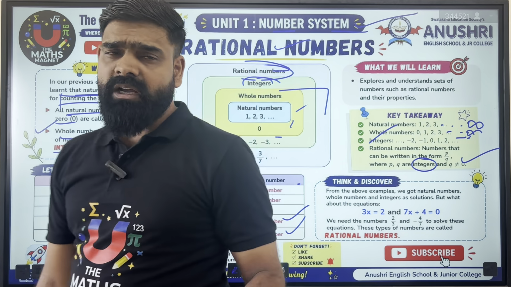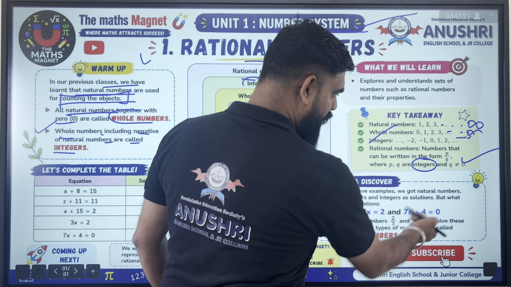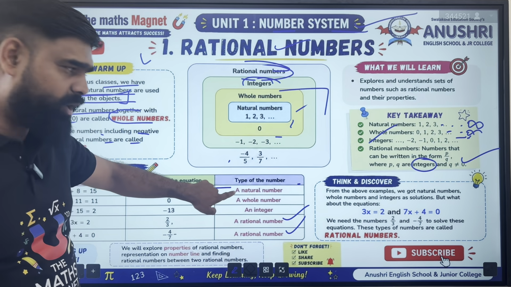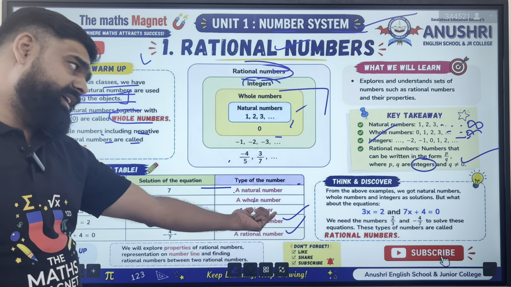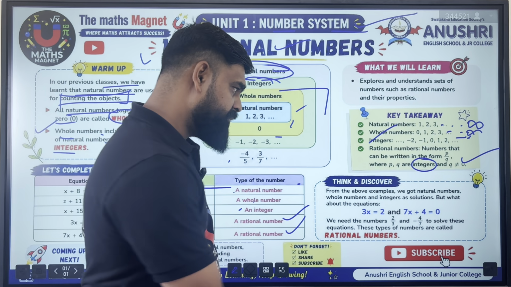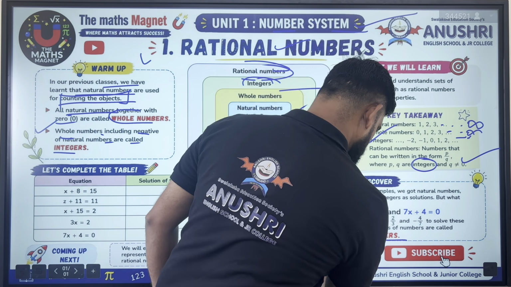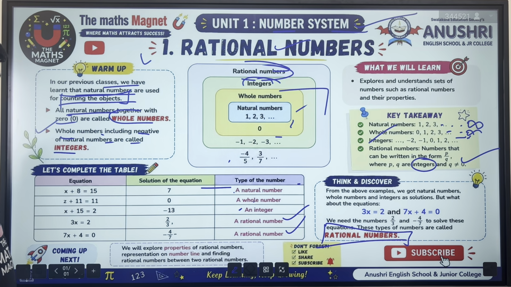Now we have solved this. So from these above examples, we got a natural number here, a whole number here, an integer here, and in both the second last and last examples, we got rational numbers, right? We got rational numbers after solution.